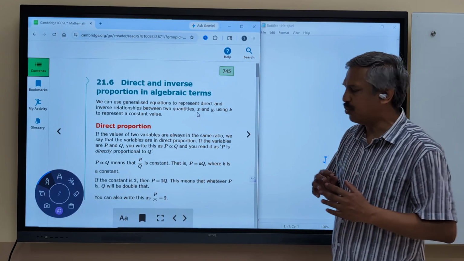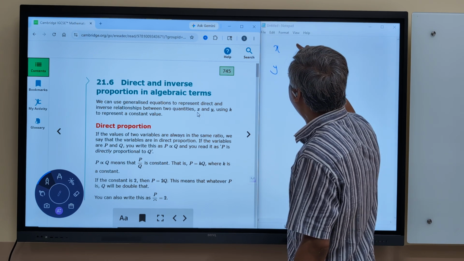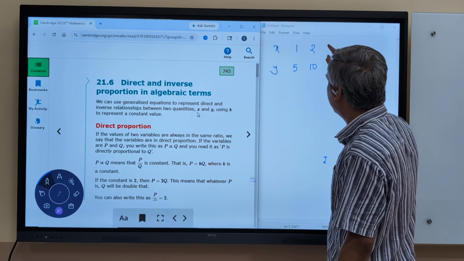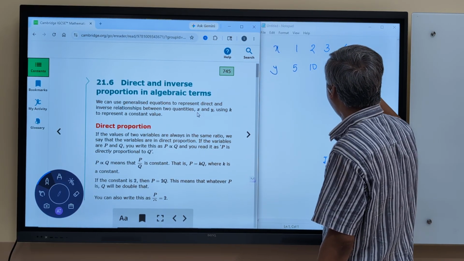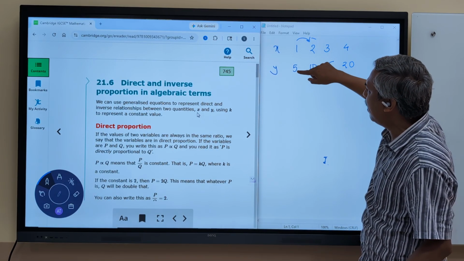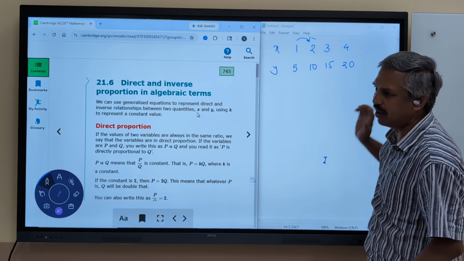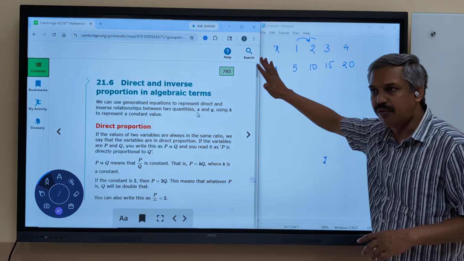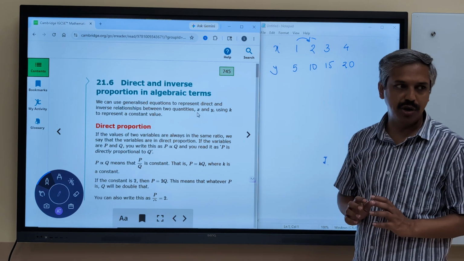Direct proportion comes when there are two things, for example, x and y. Let's say when the value of x is 1, y is 5; x is 2, y becomes 10; x becomes 3, y becomes 15; x becomes 4, y becomes 20. So if x becomes double, y will also become double. If x becomes triple, y will also become triple. If that kind of relationship is true between x and y for all the values, then x and y are directly proportional to each other.